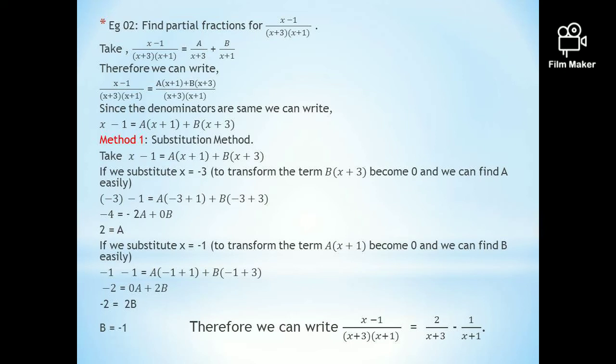With that you can write a times (x plus 1) plus b times (x plus 3), since for the x plus 1 term there is x plus 3 on the denominator, x plus 3 into x plus 1 for the denominator of x plus 1.